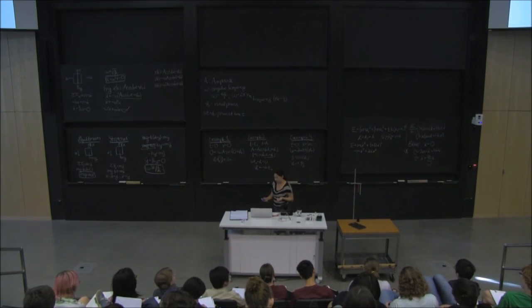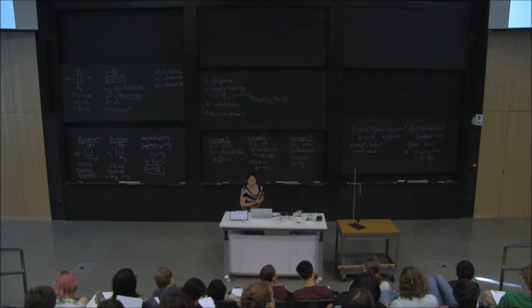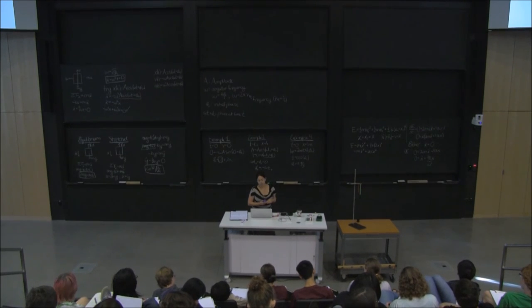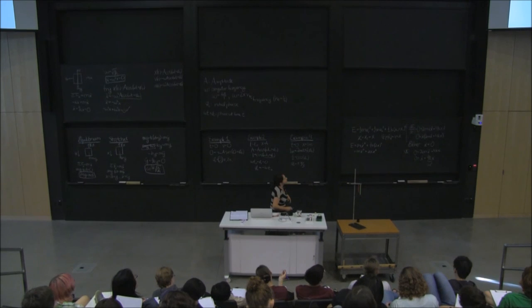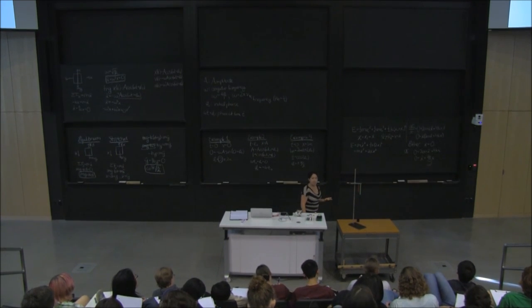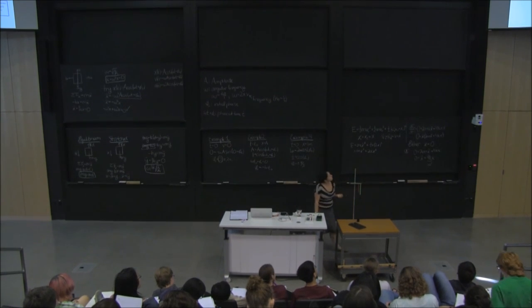So pretty much any smooth force function looks approximately like a spring near stable equilibrium, which means that they have a force that looks roughly like negative kx.